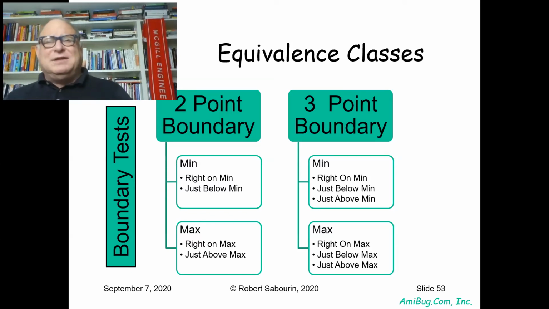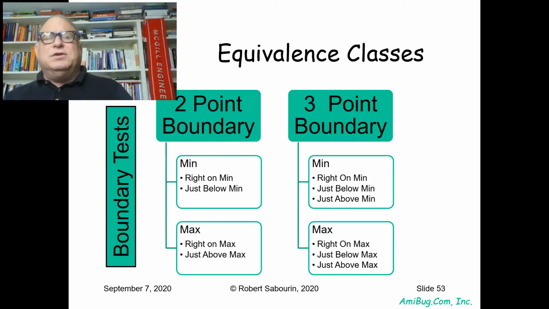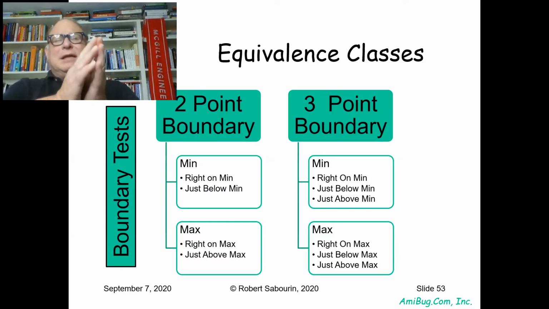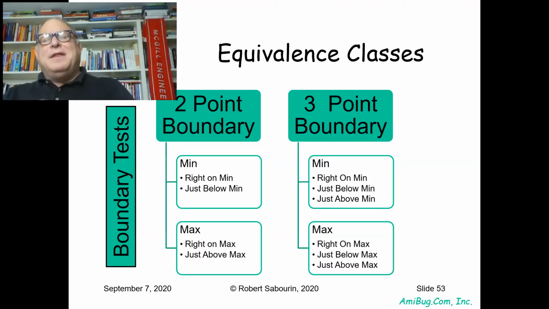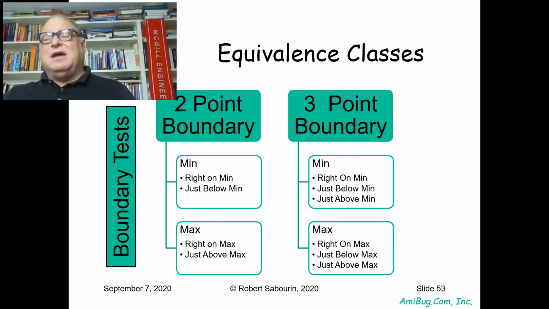In a 3-point boundary test, what you do is you identify that range. So if the range is between 10 and 1,000, you start with the minimum: you test the min, just below the min, and just above the min, and then the max, just below the max, just above the max. So from 10 to 1,000, right on the min is 10, just below is 9, just above is 11. So I test 9, 10, 11, and then for the max, I would test right on the max, which is 1,000, just below, which is 999, just above, which is 1,001.